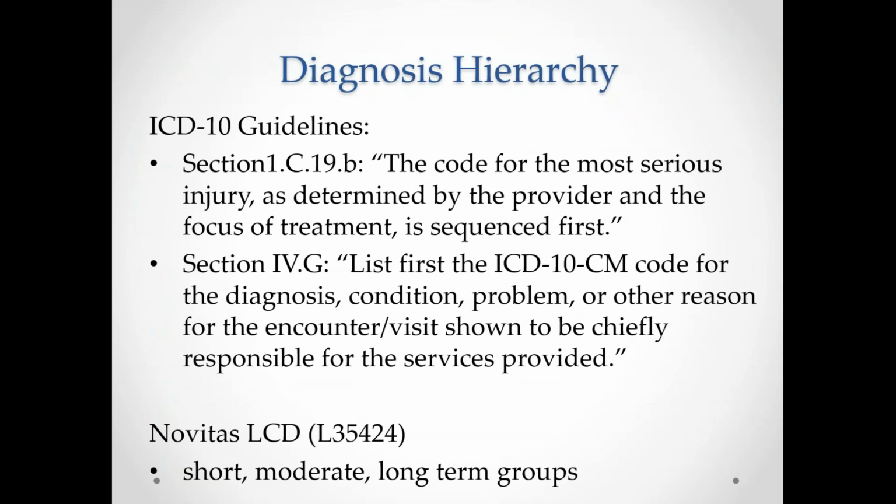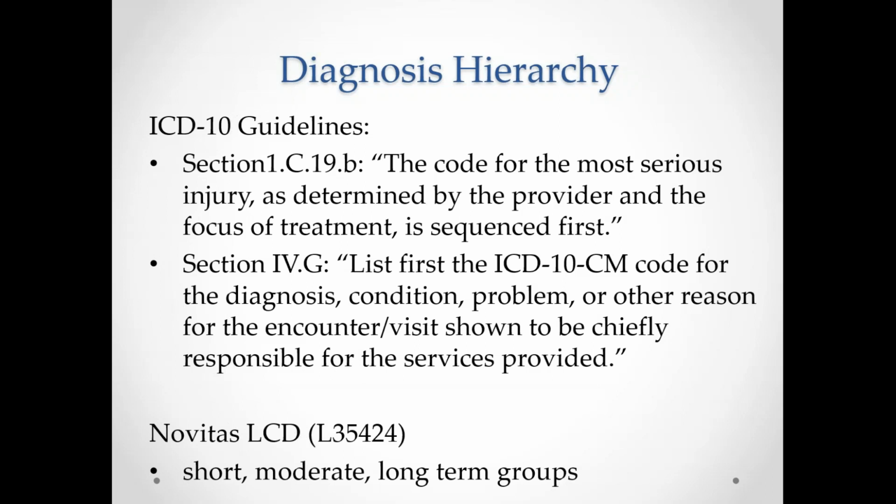All right. So I want to begin by just reviewing a couple of ICD-10 guidelines, and then I want to show you how they pertain to how you set up your care plans and your daily notes in the system. In ICD-10, in the guidelines, section 1C19, paragraph B, it says the code for the most serious injury as determined by the provider and the focus of treatment is sequenced first. So these are the codes we use to tell the world what the problems are with this patient and why they need care. So diagnosis codes help establish the necessity for the care that we're going to provide.